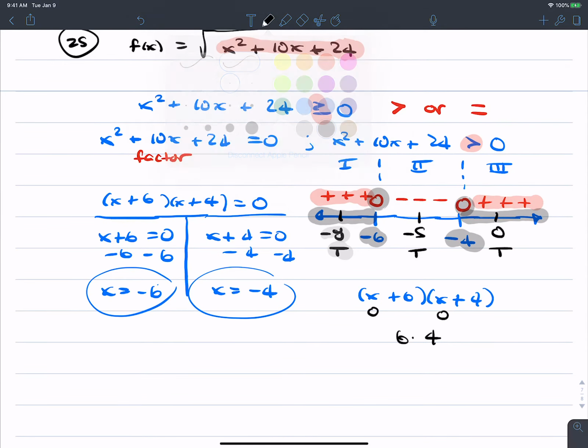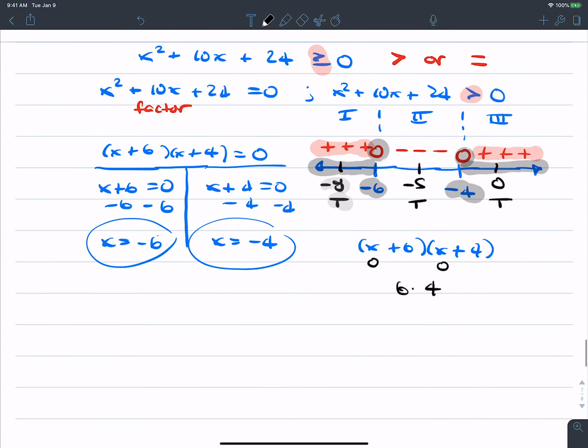But we're going to draw this over a nice, fresh real number line. So we're going to draw a real number line here. We say numbers to the left of -6 are shaded. Numbers to the right of -4 are shaded. Brackets, because we include where it equals 0. Now this is the graph.